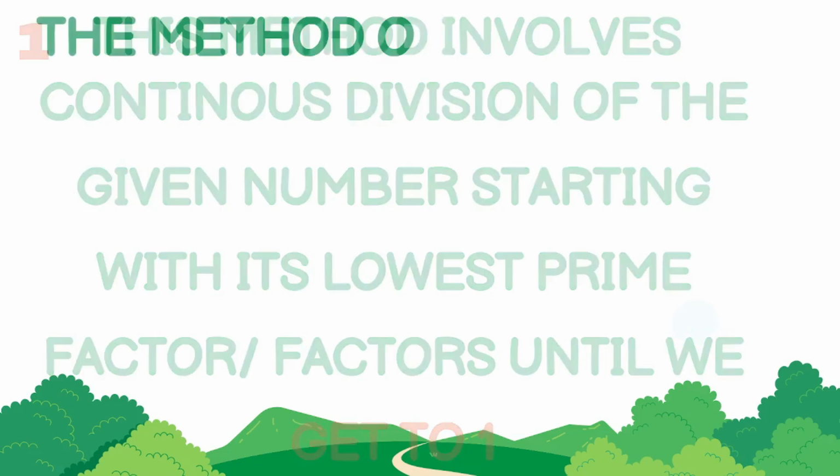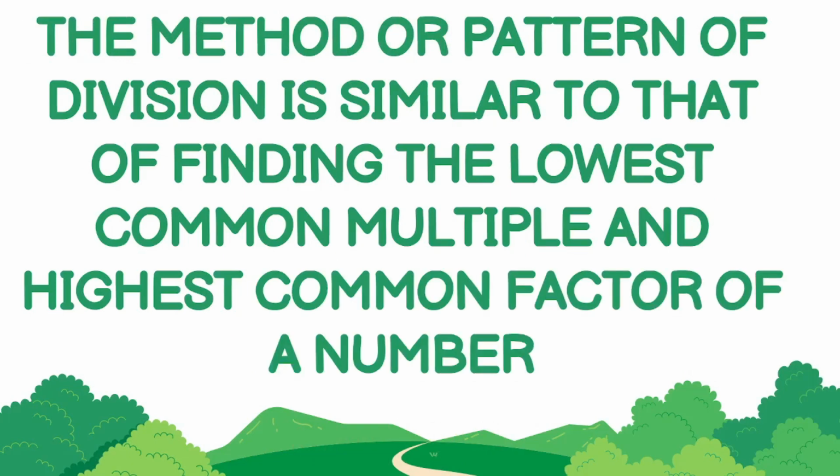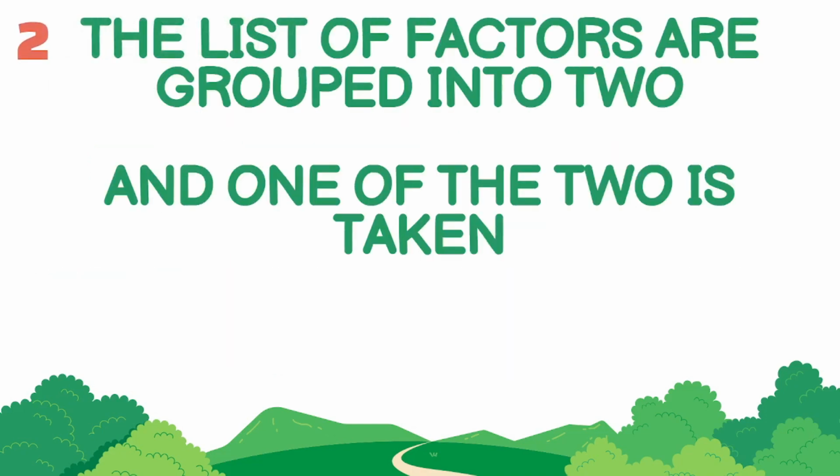This method of division is similar to that of the LCM, the lowest common multiple of a number, and the HCF, the highest common factor of a number. We use the same pattern of division. The next step is, after your division, the list of factors are grouped into 2. Now we group these factors into 2, then take out 1 from each pair when we multiply. The answer we get from the multiplication is the square root of the given number.